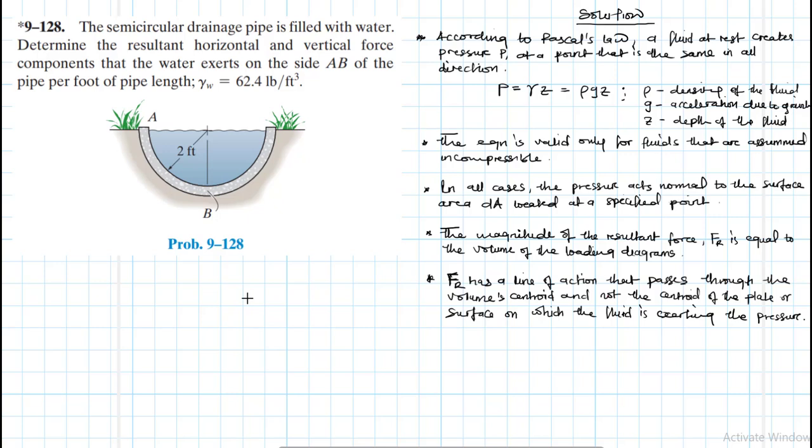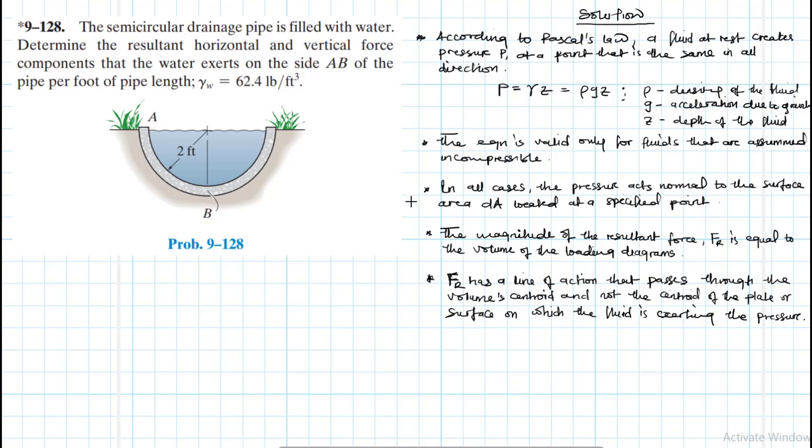The semicircular drainage pipe is filled with water. Determine the resultant horizontal and vertical force components that the water exerts on the side AB of the pipe per foot of pipe length. The unit weight of water is 62.4 pounds per cubic foot.